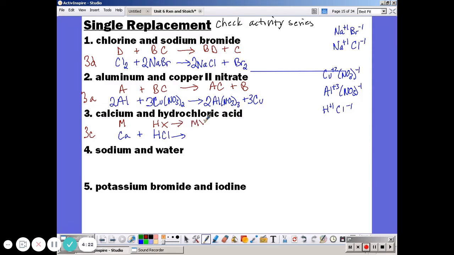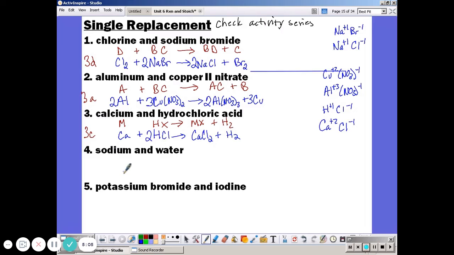MX plus H2. So we look on our activity series. Is calcium above the line that says acid? That would be the third line from the bottom, or the second long arrow. Calcium is above the line for replacing hydrogen from acid, so this reaction takes place. M is calcium. X is chlorine in this problem, so I would cross my charges and then say plus H2. So to balance it, I have 2 chlorines, 1 chlorine, multiply by 2, 2 hydrogens, it's balanced.